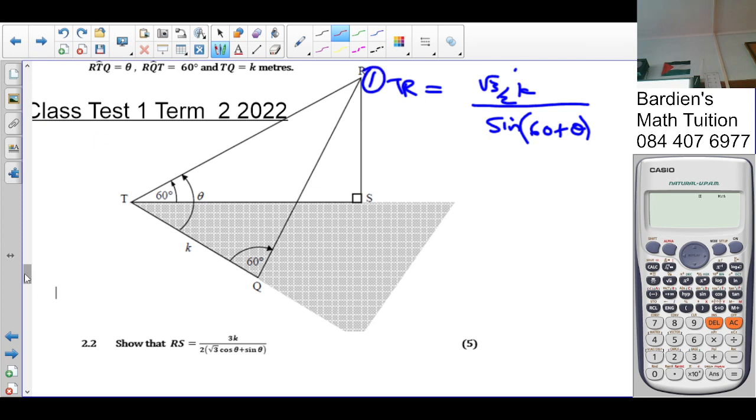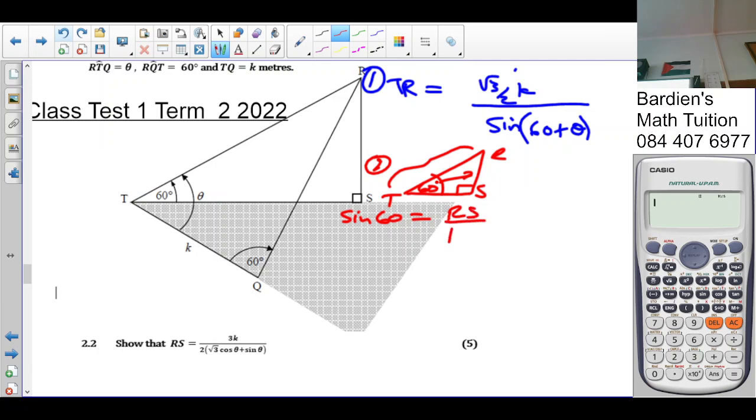Let's look at number 2. Number 2 says show that RS is. Now RS, as you can see, is in this triangle. So we have a triangle looking like this, with angle T being 60. We have TR already. So which trigonometric function uses opposite and hypotenuse? Sine. So we say sine 60 equals RS over TR.